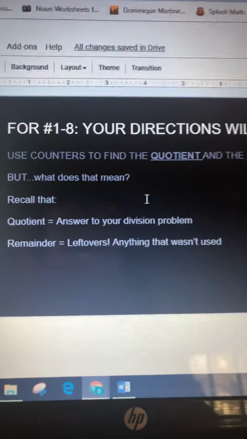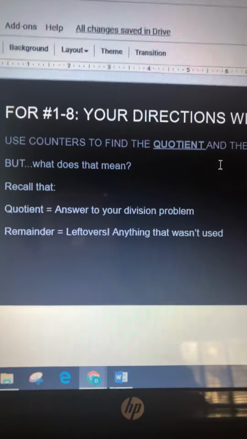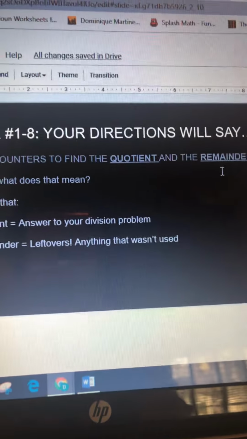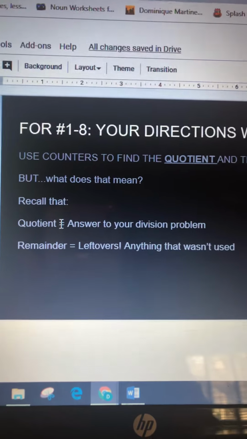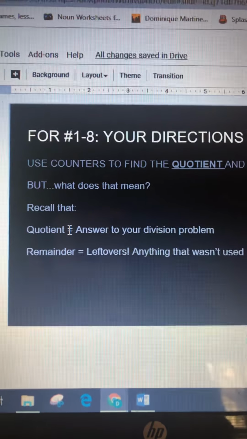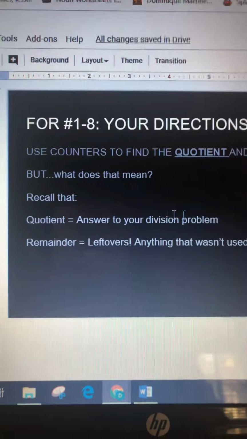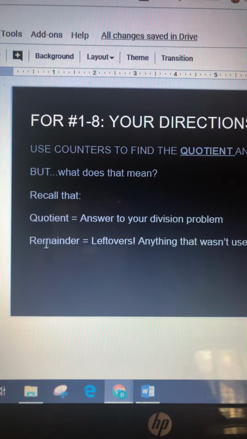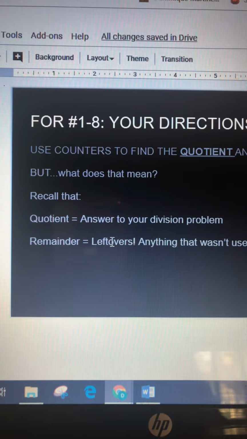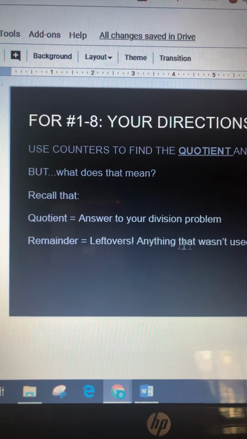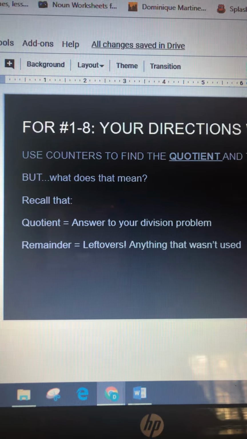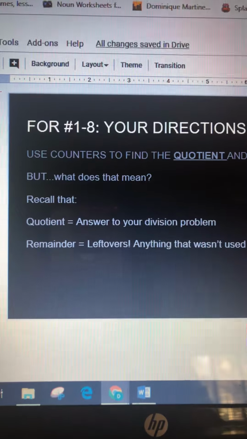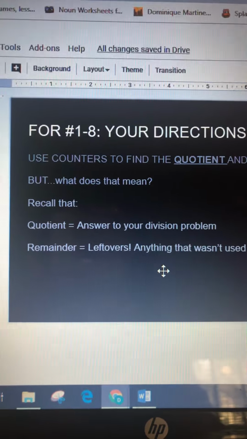Okay, so the first thing you have to know is the vocabulary. So on your paper, or you can come back to this PowerPoint, but you might want to write it on your paper so that you have the vocabulary terms if you need them for the test, right? Because you don't want to have to go back to every single PowerPoint. The quotient is the answer to your division problem, and today we're learning about the remainder, which all you need to remember is it's the leftovers, okay? Anything that wasn't used in a division problem. I'll show you what that means, so don't get confused, just write that down.